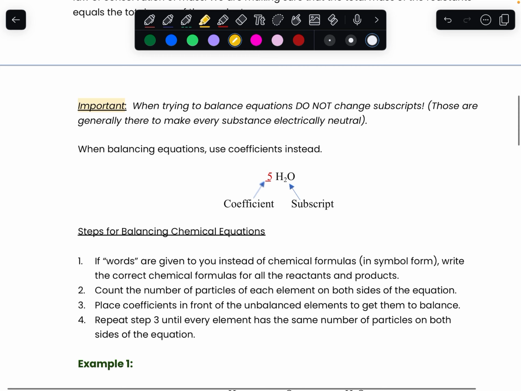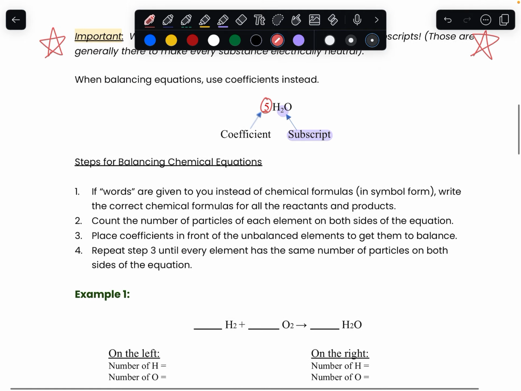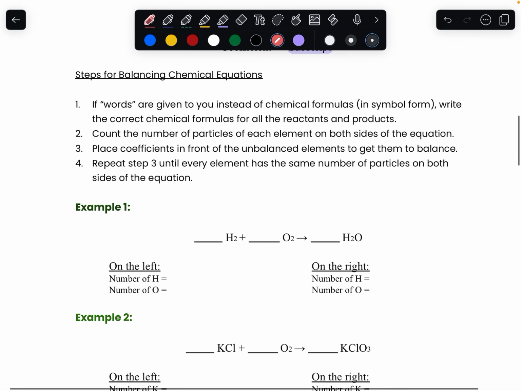Okay, so how do we balance these equations? Well, what's really important is give yourself a star here. I always tell my students in class to star this. When you do this, you cannot change the subscripts, okay? Those are used to make substances electrically neutral. So here, this little subscript 2 cannot be changed. But what we can change are the coefficients that come before the chemical, okay? So that big 5 in front of the H2O can be changed to balance out a chemical reaction. So here are your general steps for balancing.